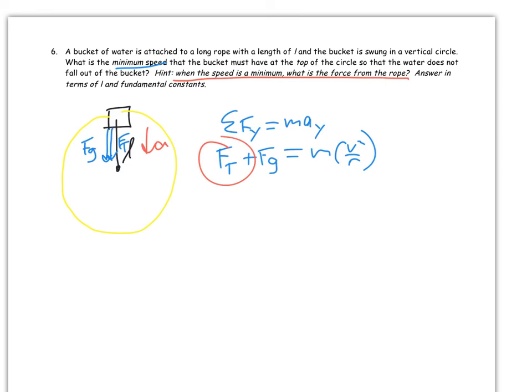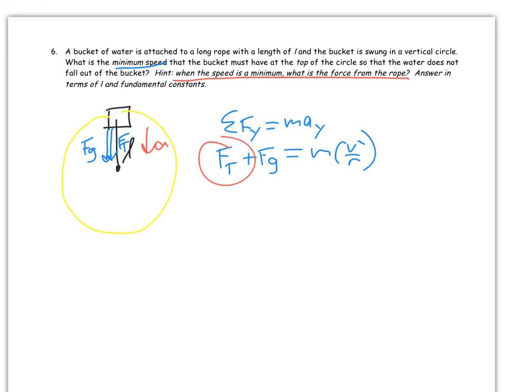As this bucket's being swung around in a vertical circle, imagine it going slower and slower and slower. What's going to happen to our forces? Well, gravity can't change. Gravity has to remain the same. But our total force has to get smaller because we're not traveling as fast. So what ends up happening? That force of tension gets smaller and smaller. We eventually hit this point where there is no tension.